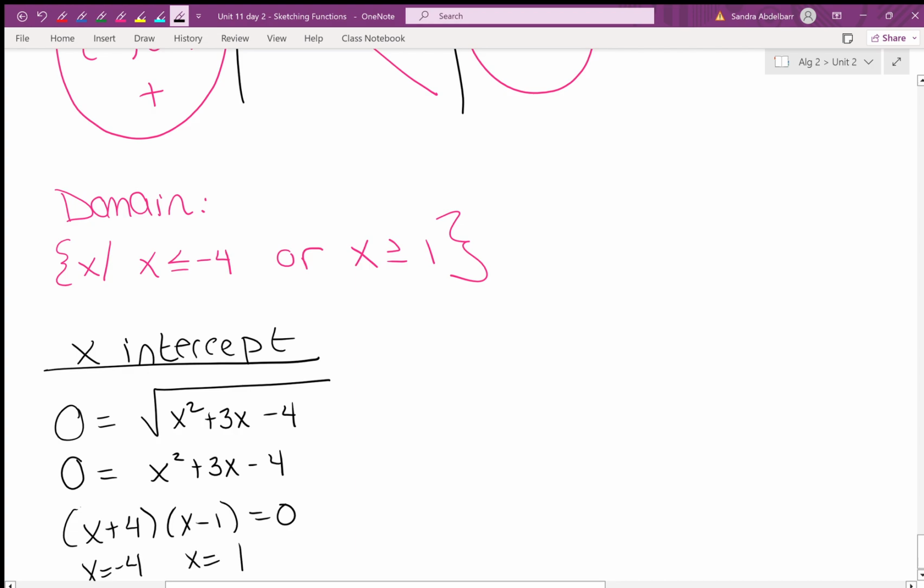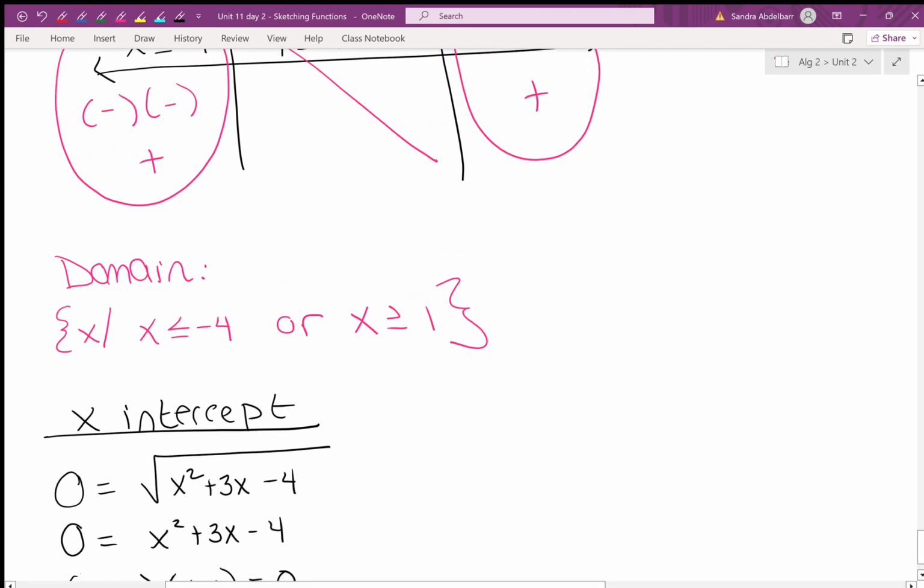Those are x-intercepts. Should there be a y-intercept? No. Good. How do you know there should not be a y-intercept? Ryan.